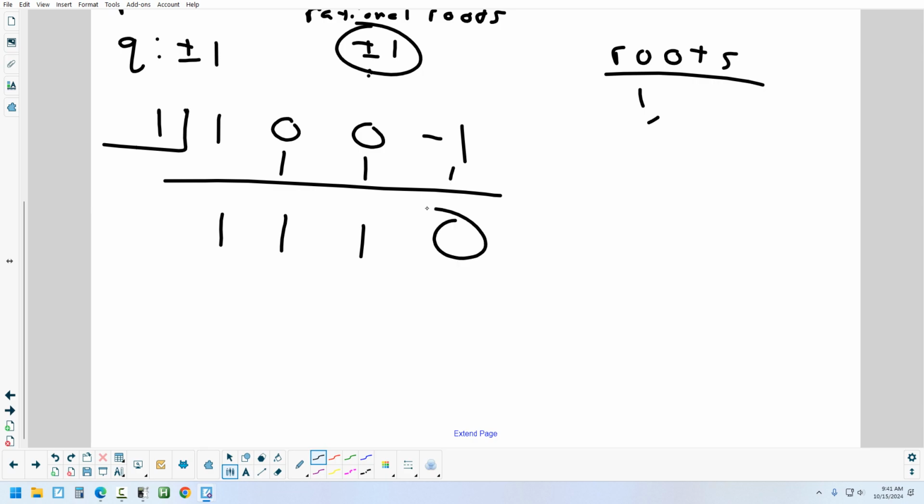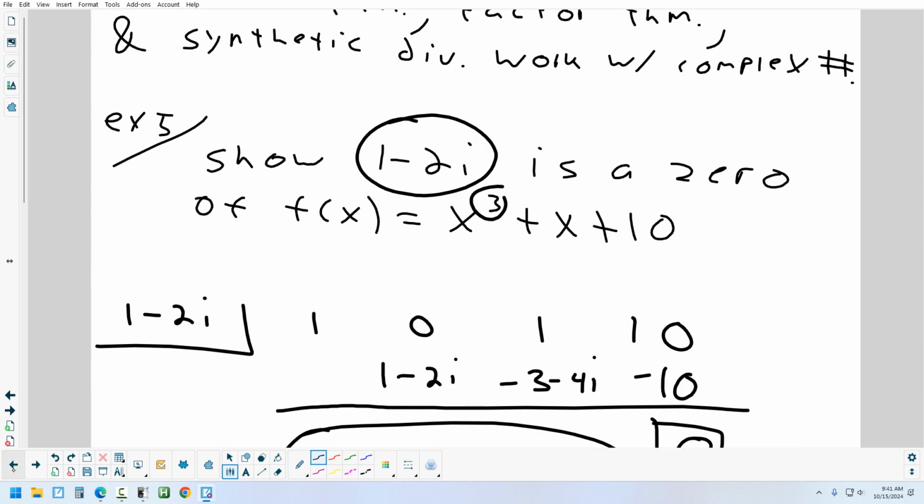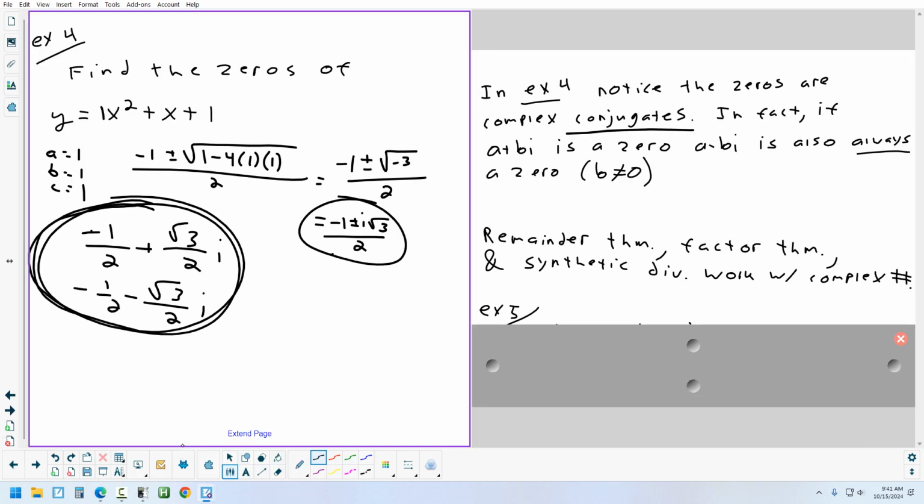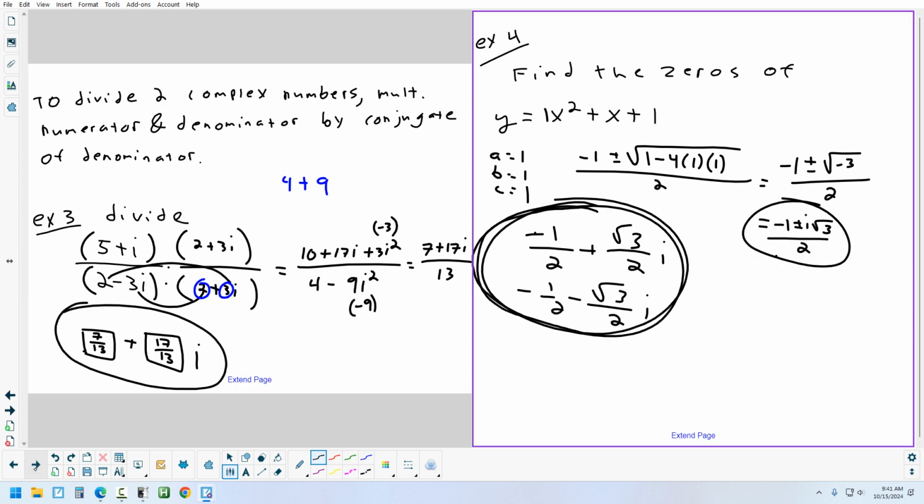So what's my quotient in this case? X squared plus x plus 1. Set that equal to 0, and now find the roots of it. But look at that. Find the zeros of x squared plus x plus 1. We already did that problem somewhere. Right there. That was example 4. So we already know the other two roots: negative 1/2 plus root 3 over 2i, and negative 1/2 minus root 3 over 2i.